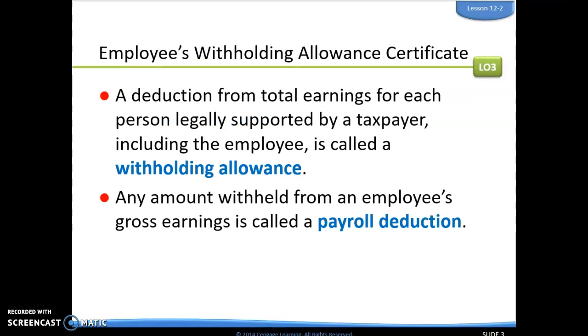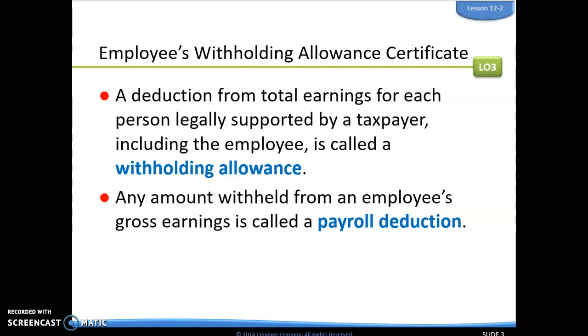Right, moving on. So the Employee's Withholding Allowance Certificate. I'm going to have to bounce around here because the withholding certificate has changed. So I have to show you the old way because it's still an acceptable form, but then I also need to show you the new form because it is a little bit different. All right, so what is a withholding allowance? It's a deduction from total earnings for each person legally supported by a taxpayer, including the employee. So that's a withholding allowance.